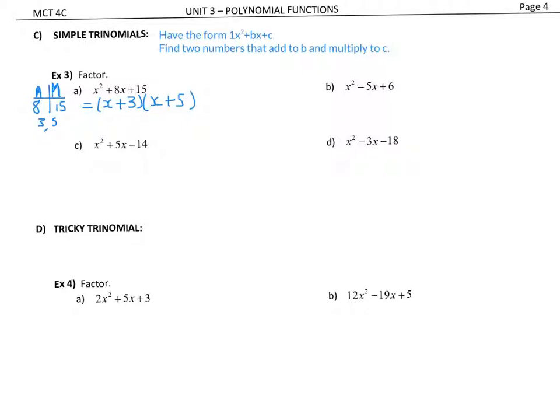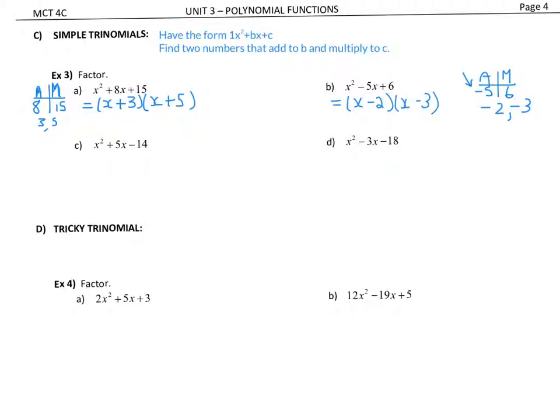Okay, looking at the second example here, part B, I'd be looking for two numbers that are going to add to -5 and multiply to 6. Because I'm multiplying to a positive, I know that the two numbers have to have the same sign. This time I'm adding to a negative, it means they both have to have negative signs with them. So I think a -2 and a -3, they multiply to be positive 6 and add to -5. So your factored form here should be x minus 2 times x minus 3.